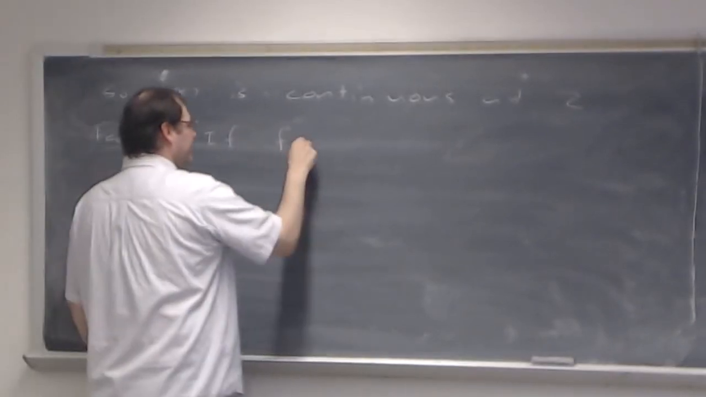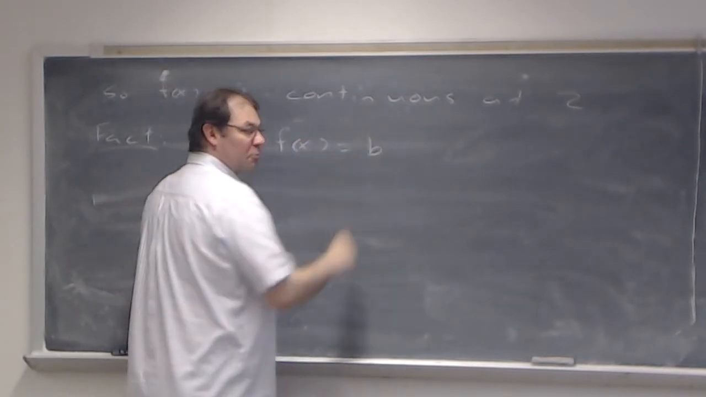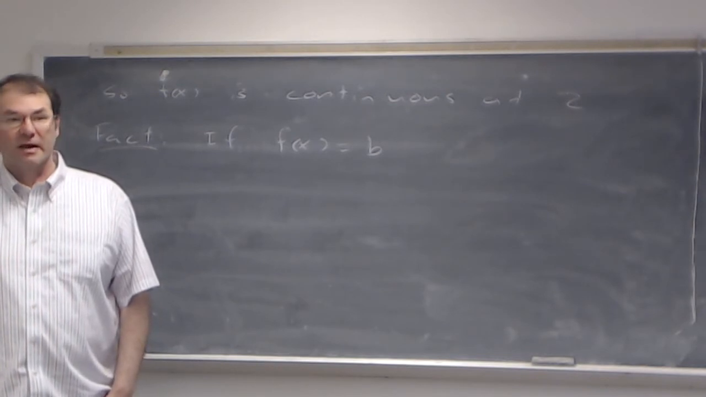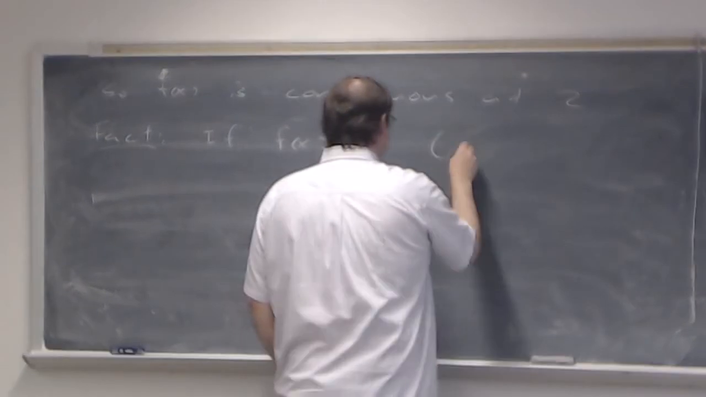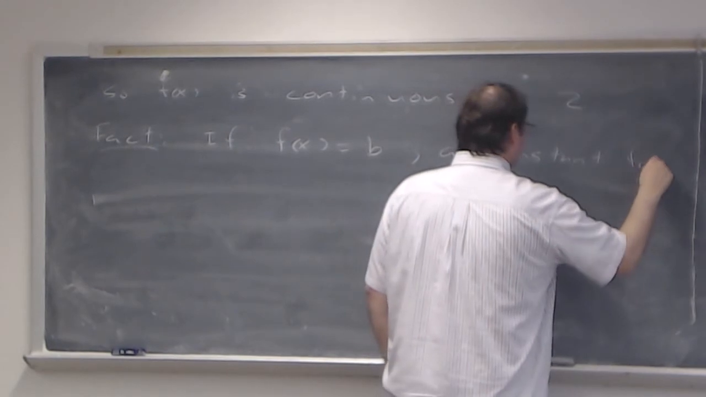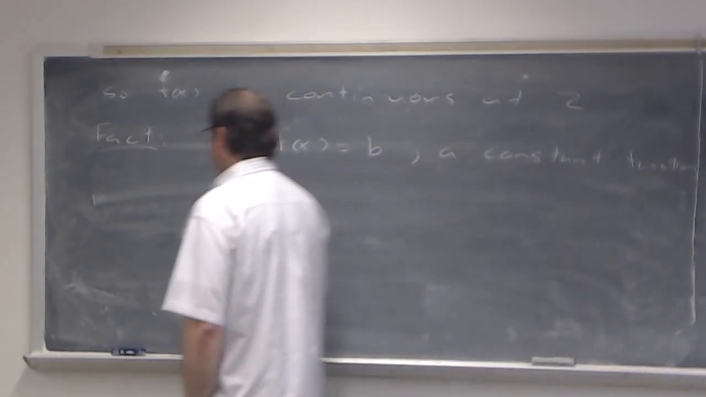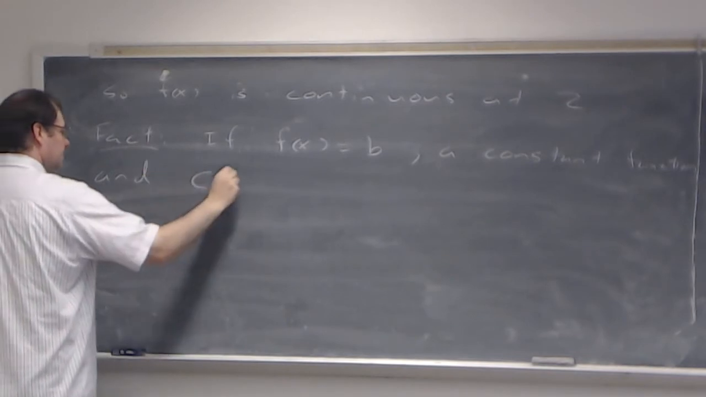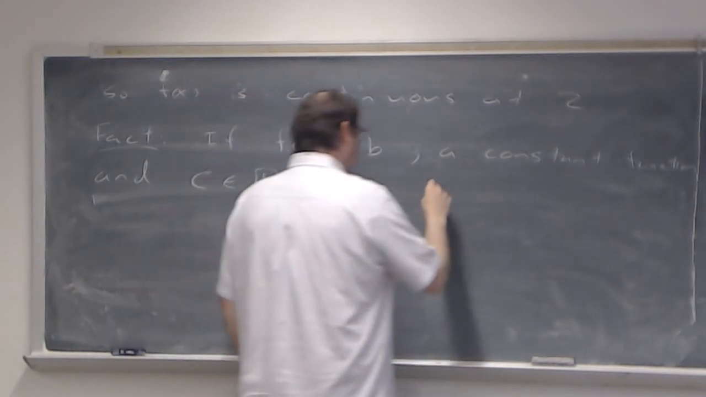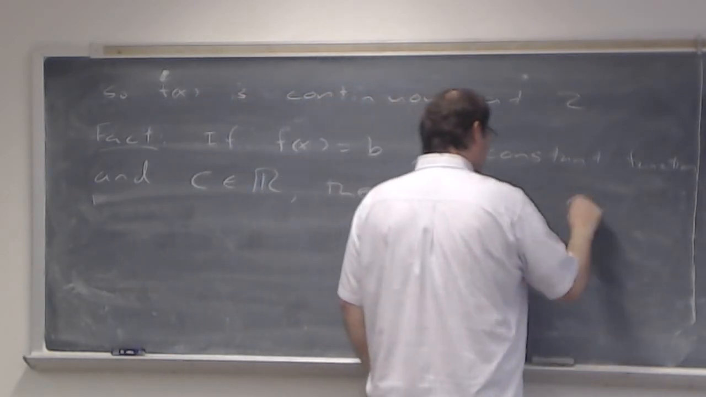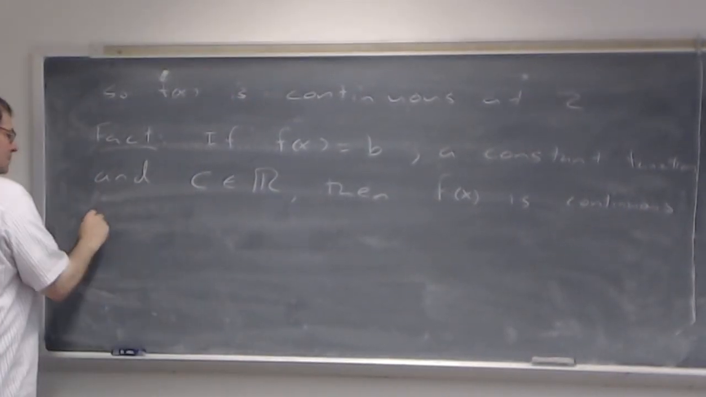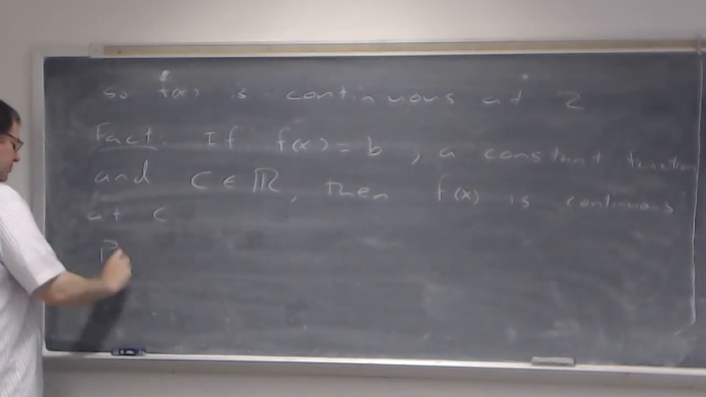If f of x equals b, what do I mean by b? b is just a number. So f of x is a, what kind of function is that? A constant function, and c is a real number, as a constant function defined on all of R. Then f of x is continuous at c. And so here's the proof.